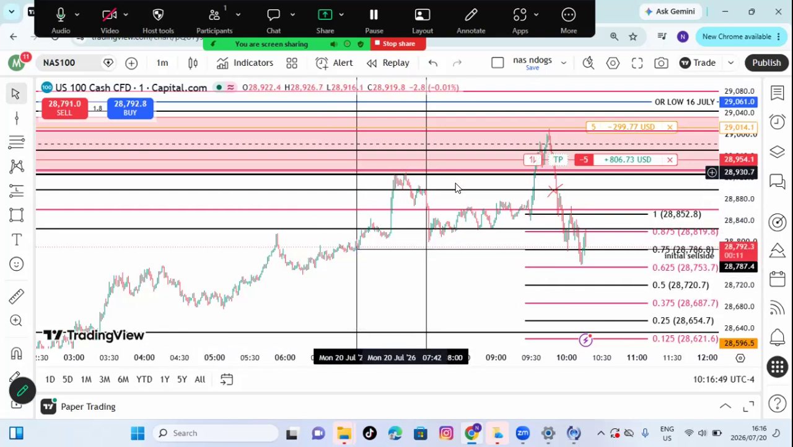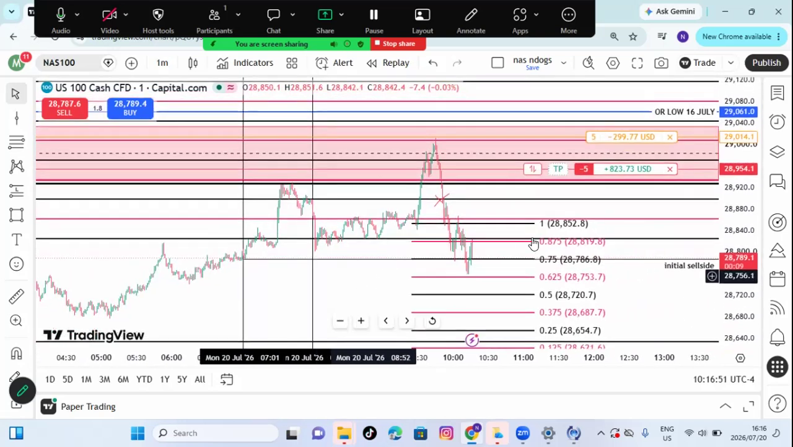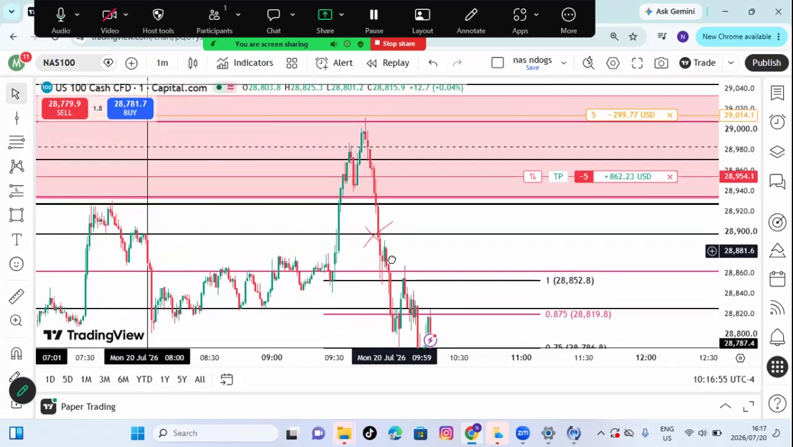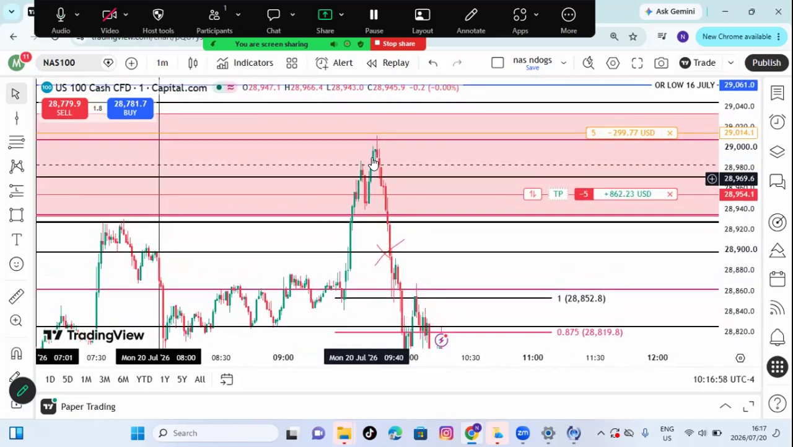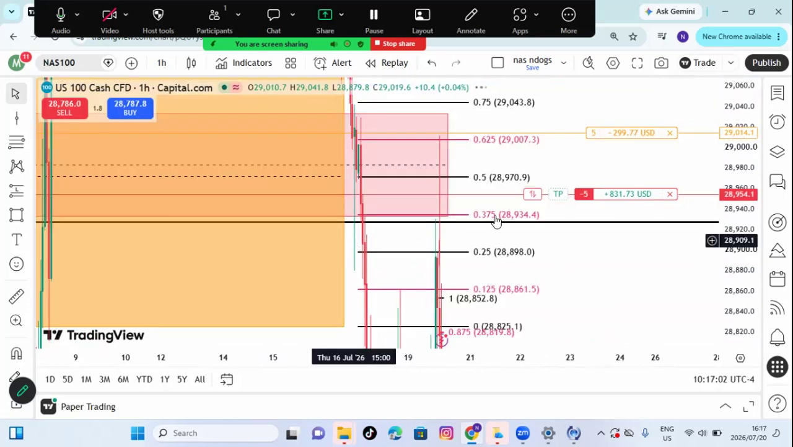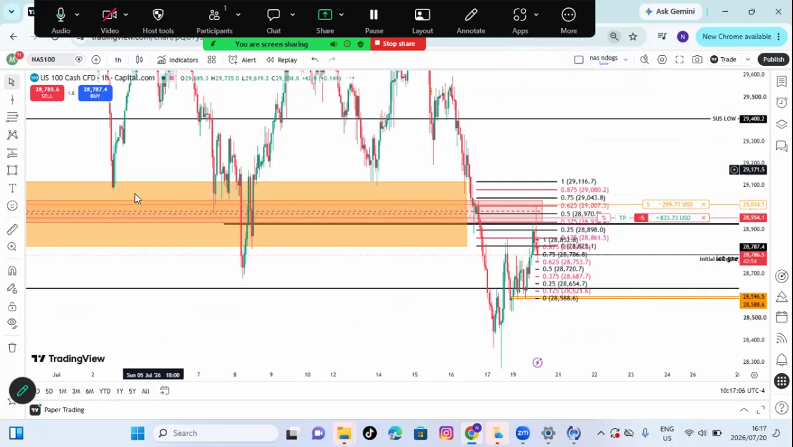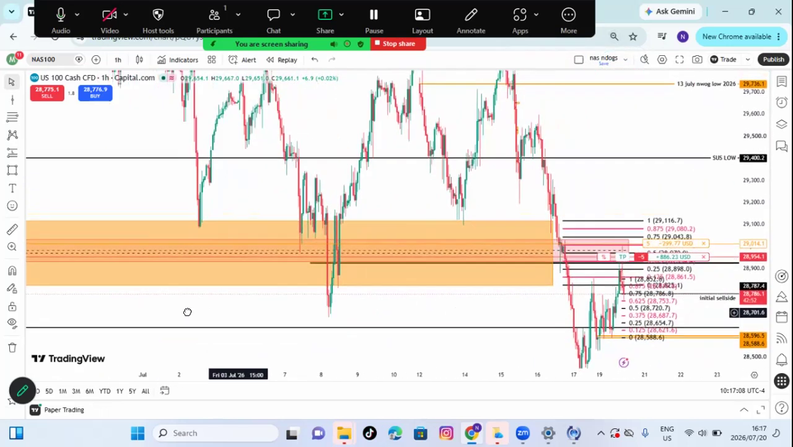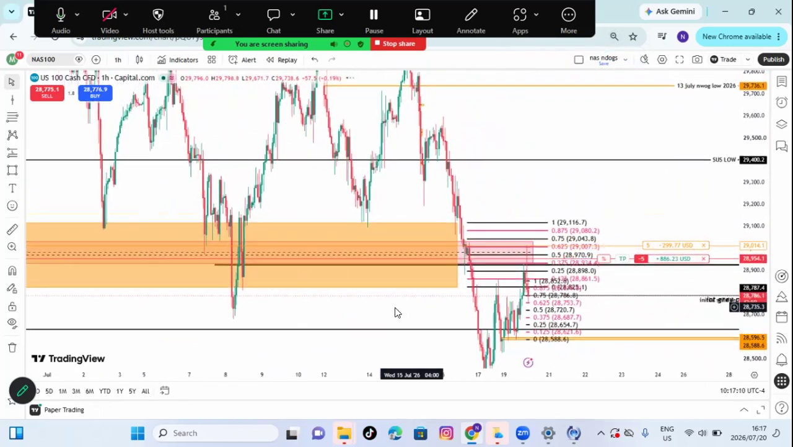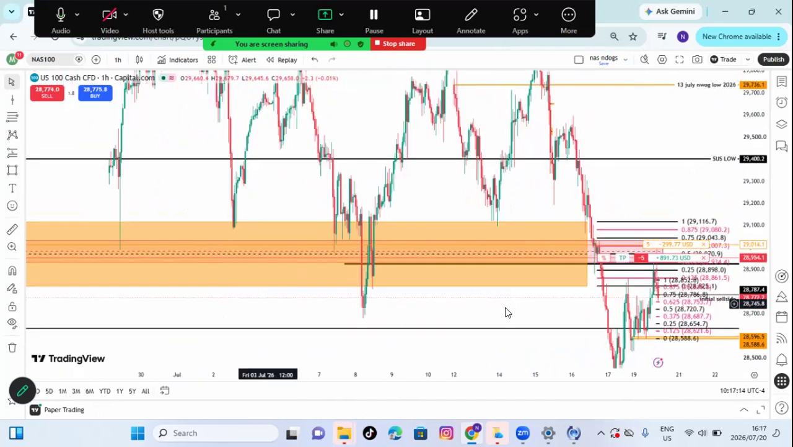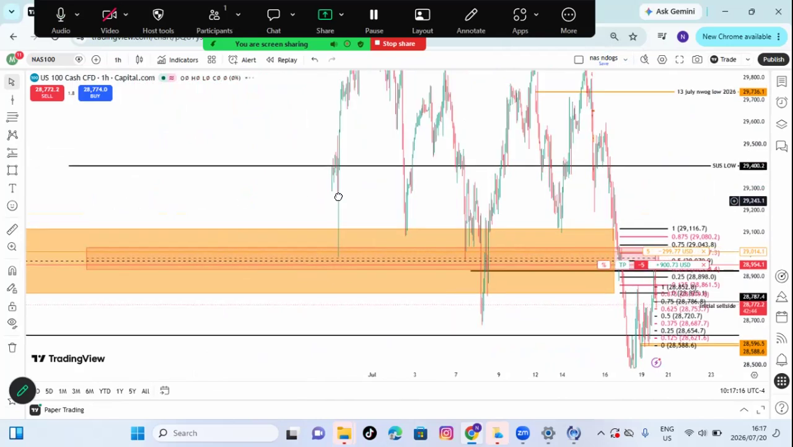So in cases like this, we're just gonna look for a New York PM discount. So that's what you're looking for. Let me go on 1 hour quickly. And then this is a daily inversion fair value gap here. This one in orange. But the one inside right there, that's the 1 hour inversion fair value gap here.